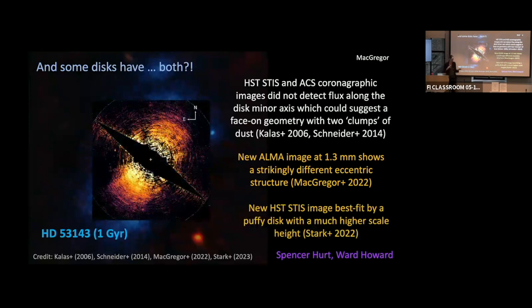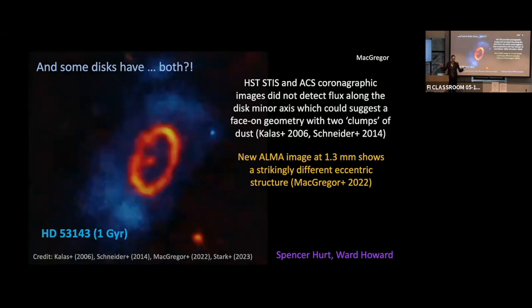The most notable difference here is that we can define something called a scale height for disks, which is basically like how puffy is your disk. A scale height of 0 means you're flat. And a scale height of something larger than 0 means you're puffing out of the midplane of the disk. So the ALMA observations are consistent with a totally flat disk.